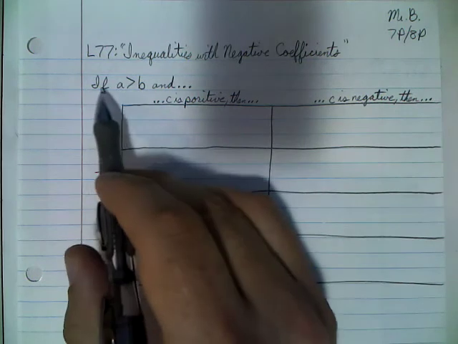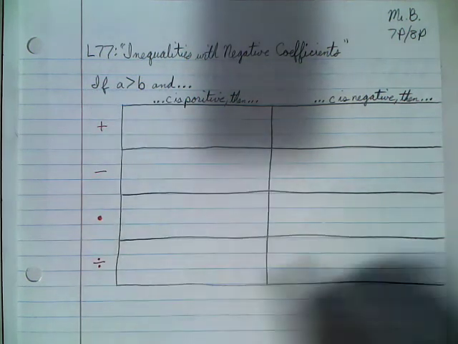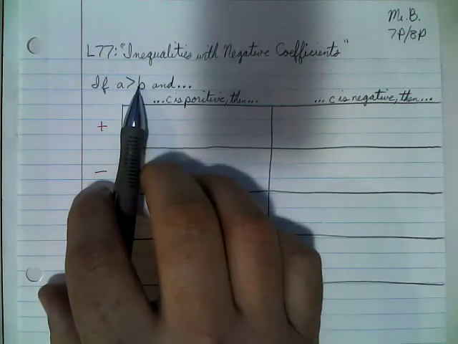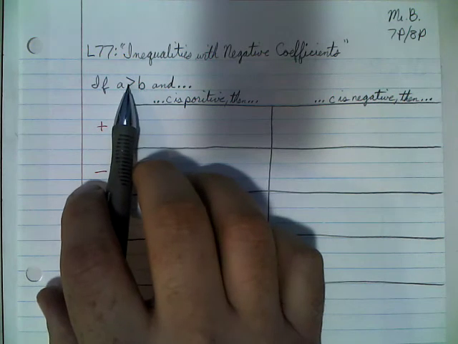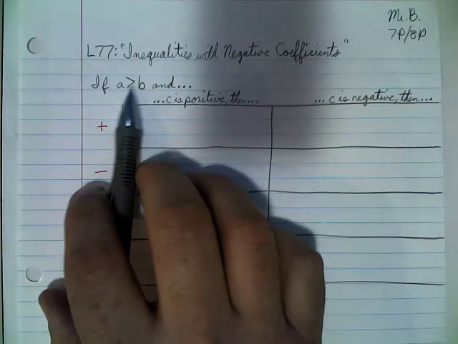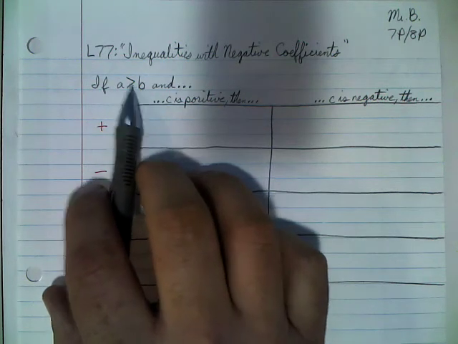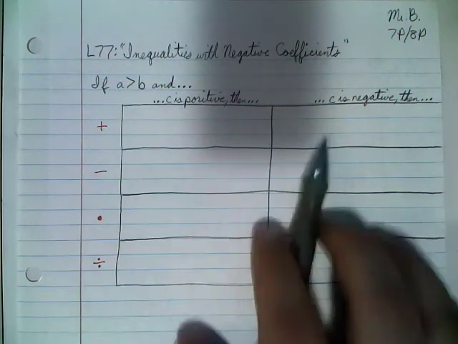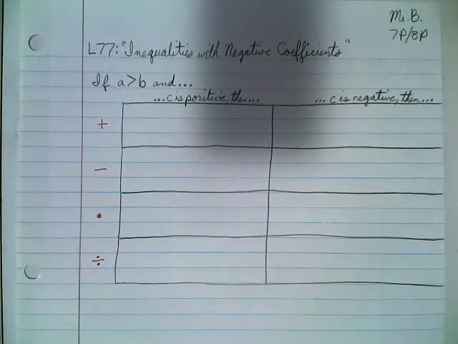So first of all, we're starting with, for each one of these, if A is greater than B. And so just understand that we are doing this with a greater than inequality, but you can just as easily do this with a less than inequality. You just switch things around. So B would be less than A. And then in each one of these situations, you would likewise just switch things around.